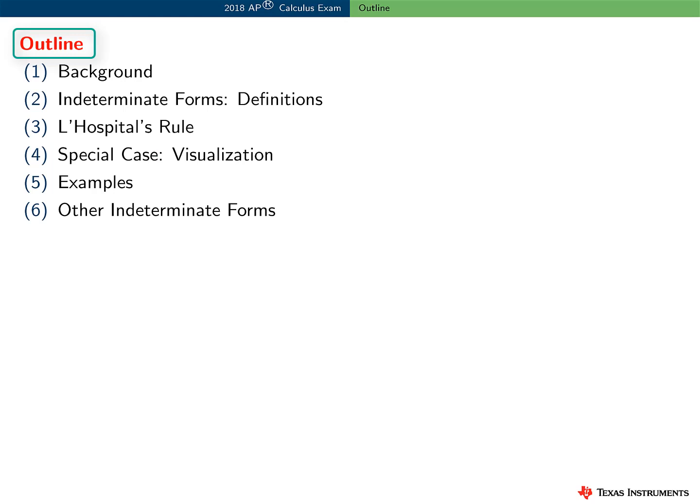Here's an outline of the information presented in this video. I'll start with a little bit of background information, a few definitions, and I'll try to convince you of why we need another method to evaluate some limits. This will lead us to a formal statement of L'Hopital's rule, and we'll take a closer look at a special case in order to see some analytical and graphical evidence for the conclusion. I'll try a few examples, and I'll leave several for you, and I'll mention some other indeterminate forms and how L'Hopital's rule can be used in each case.